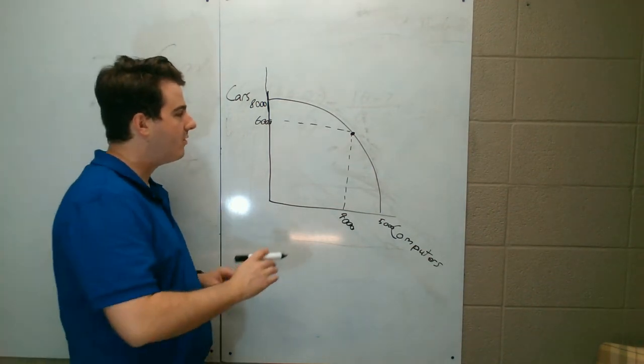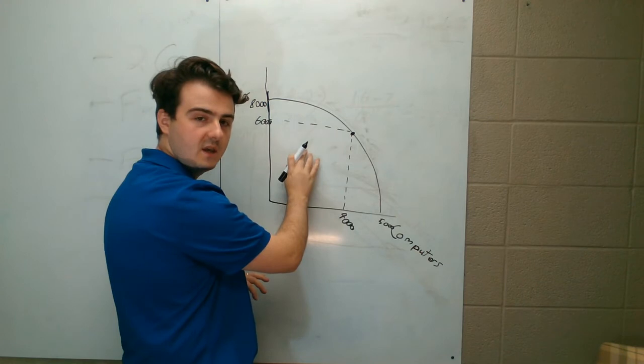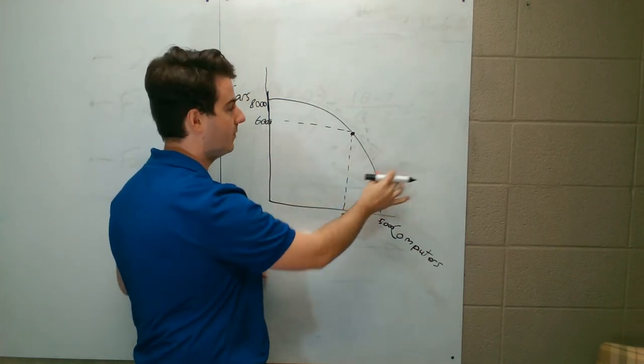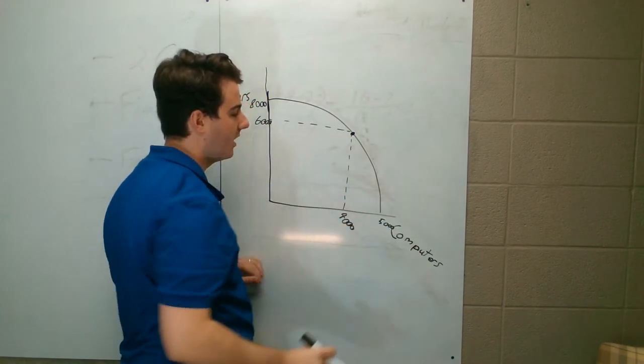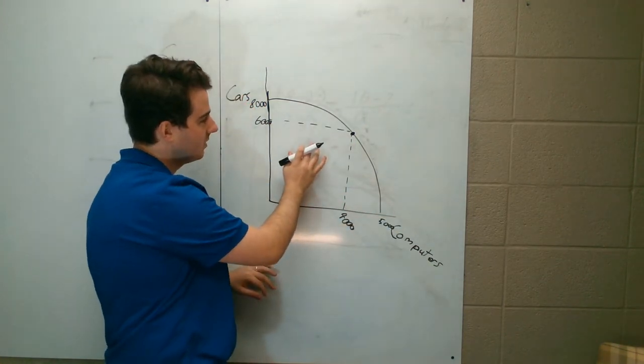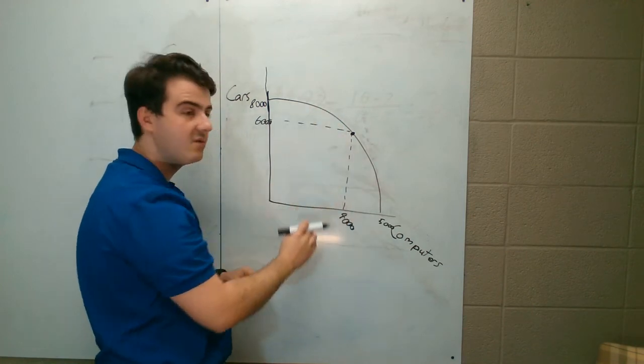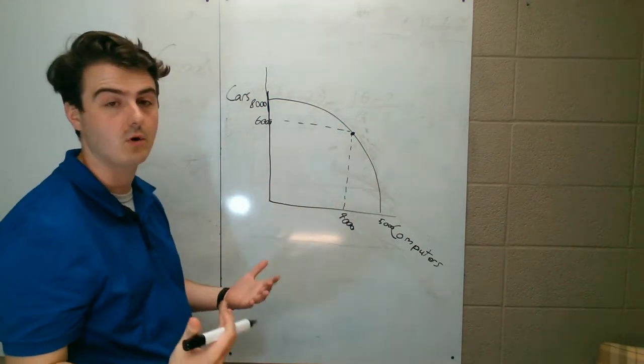Well, we know that all points in here are going to be attainable, right? And all points on this line are also attainable. The points out here for now are unattainable. And the points in here are going to be inefficient. Anywhere under this curve is going to be inefficient because we're not taking advantage of all of our resources.